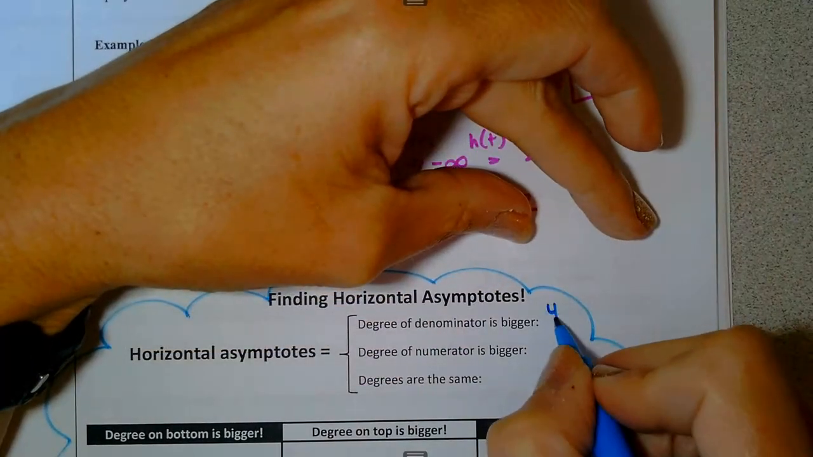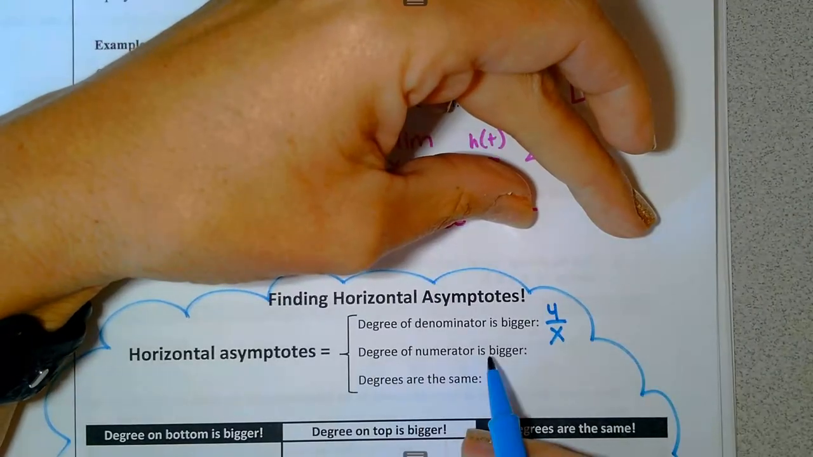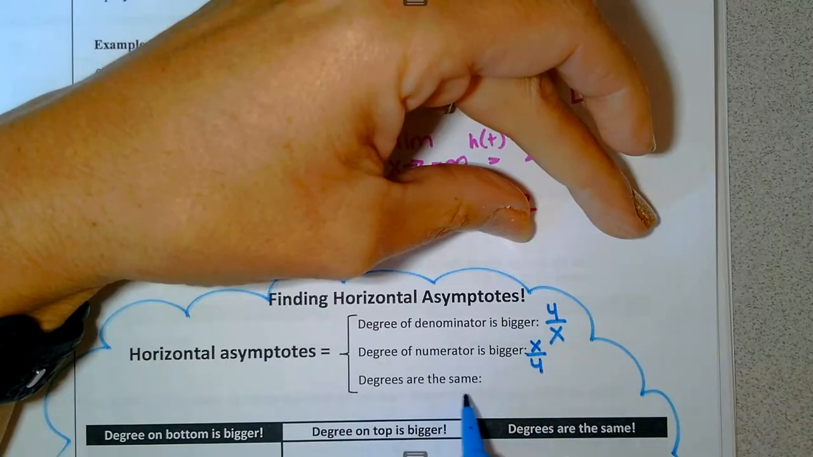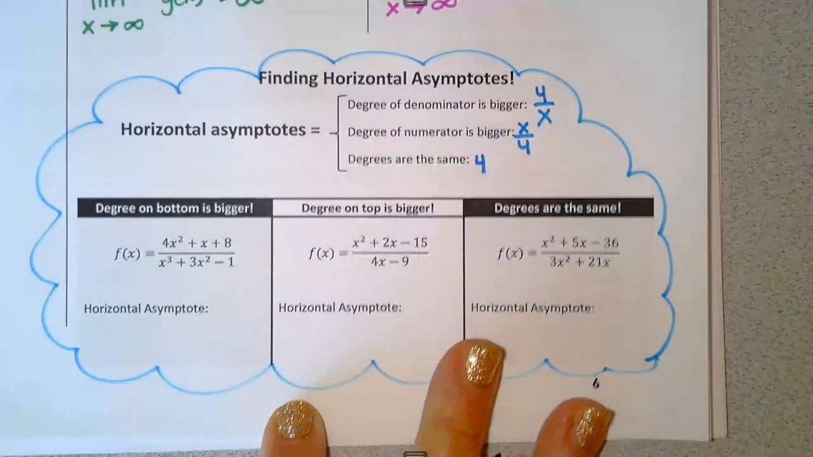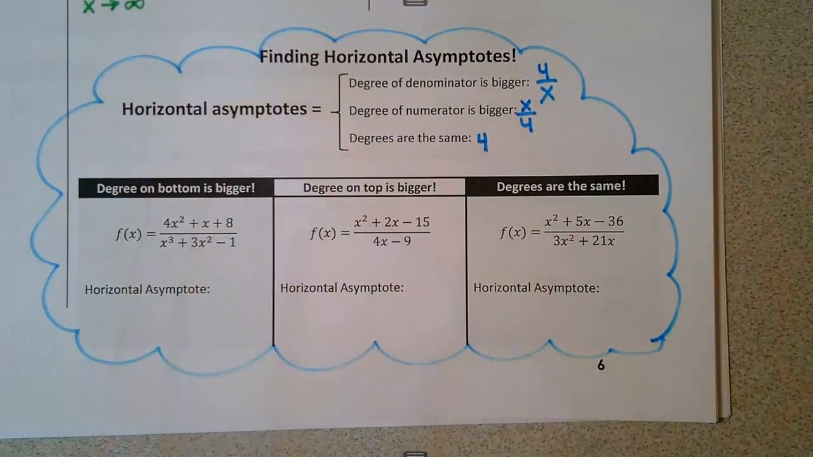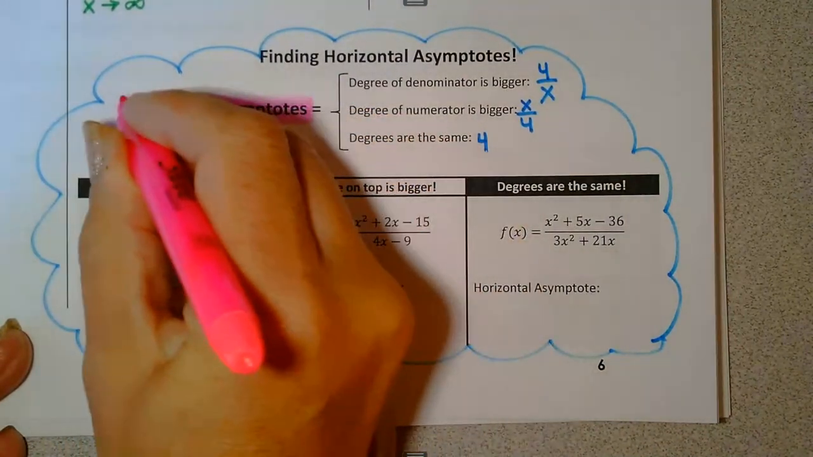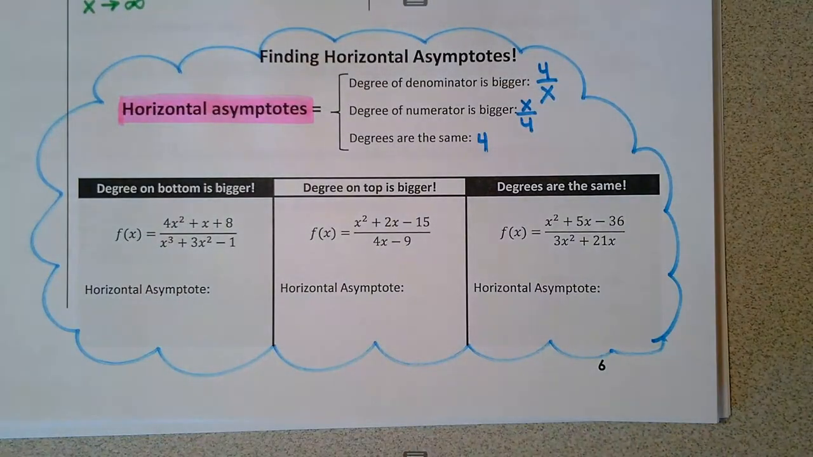So if you have like 4 over x, right? If you have the degree of the numerator bigger, x over 4, and if the degrees are the same, 4, okay, you are going to have a horizontal asymptote. That's all that means. You're going to have a horizontal asymptote. It's pretty easy, okay?